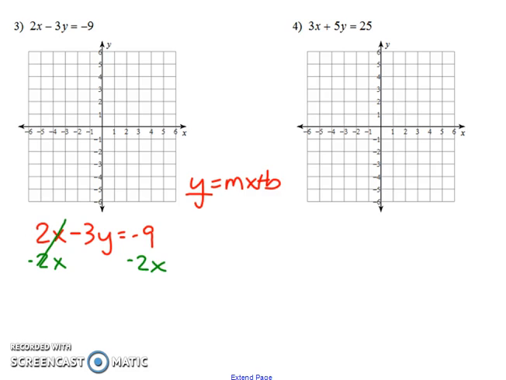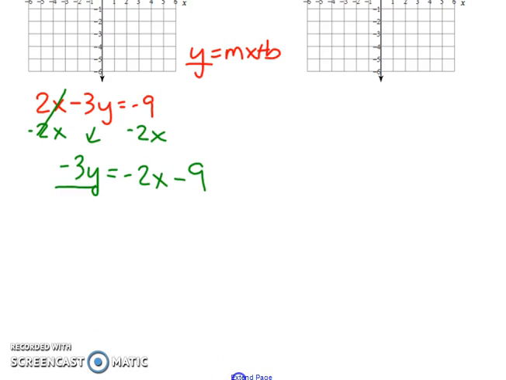And so I've gotten rid of my 2x's now. I will bring down this -3y. And I can't subtract or add these because they're not like terms, so I'm going to rewrite them. But I'm going to rewrite it with this x first. And then I'm going to bring the -9 on the end. So my y is by itself, my x is here, my b is here, but I need to get rid of this -3 by dividing. So I'm going to divide by -3, but I'm going to do it to every single term on that side.